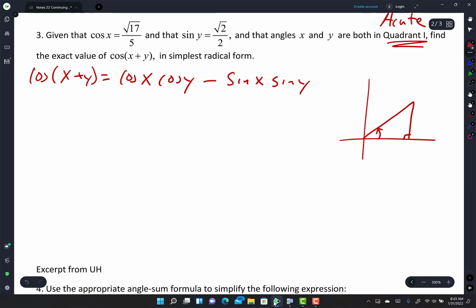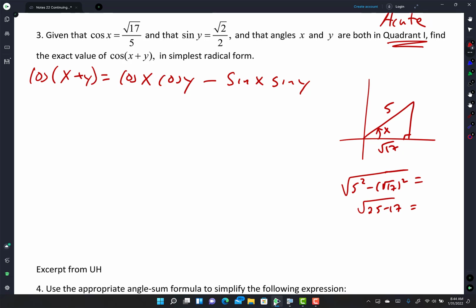Here's angle x. Cosine is square root of 17 over 5, so that's adjacent over hypotenuse. If I want to figure out that opposite side, I'm going to go 5 squared minus square root of 17 squared. So that gives me 25 minus 17. What's that? 8. Square root of 8.